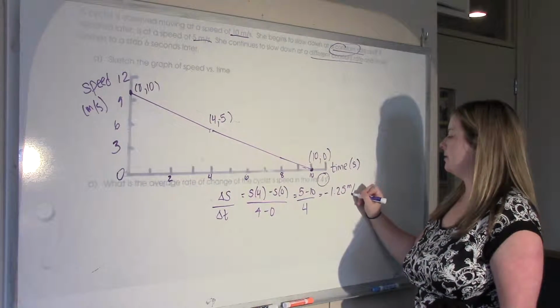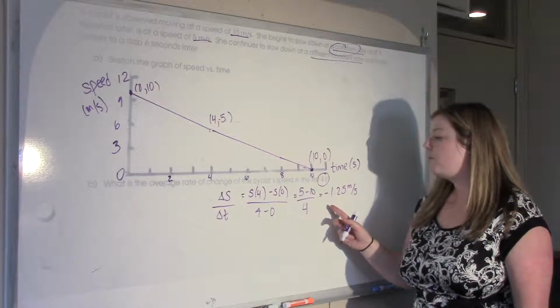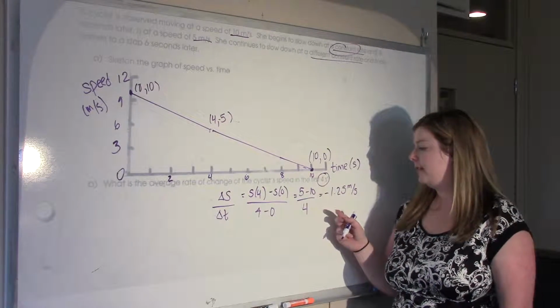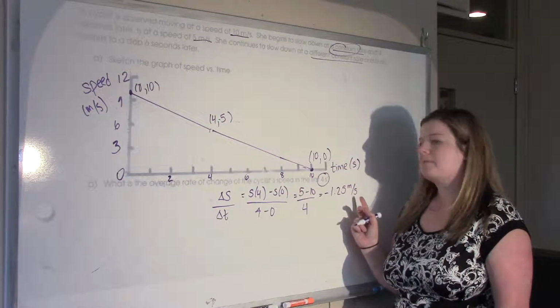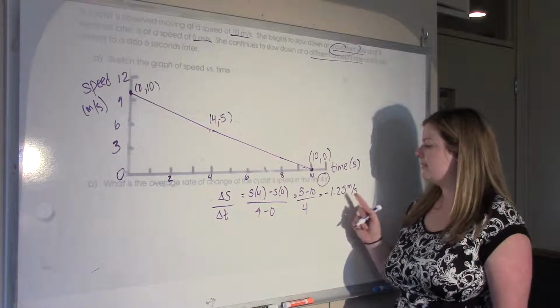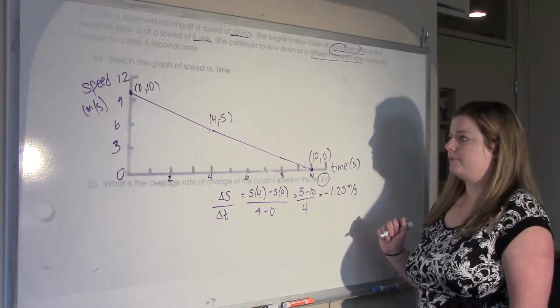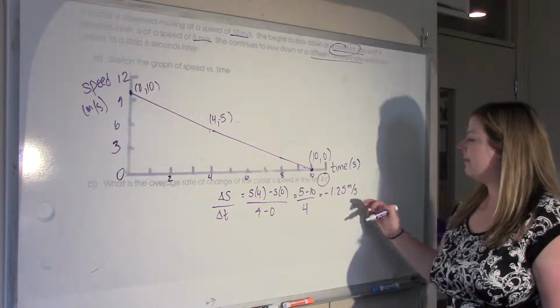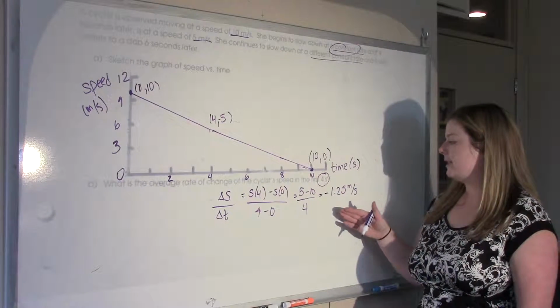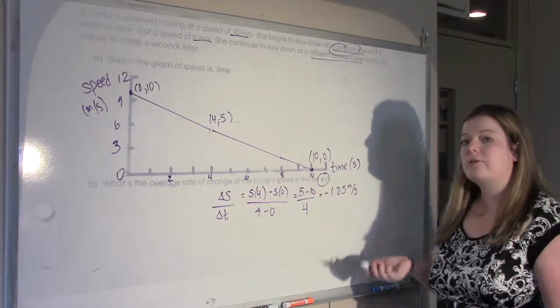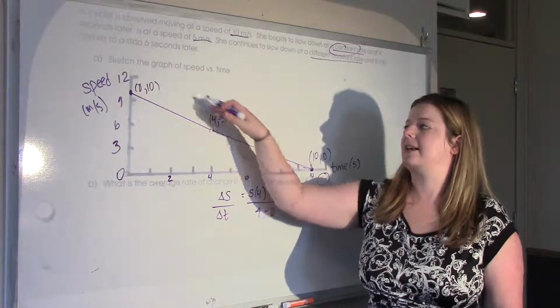1.25 meters per second. So why is this negative here? This is negative because the speed is decreasing, and 1.25 meters per second is the speed. So the velocity is minus 1.25 meters per second, and that is the average rate of change of her speed. So that means for every second, her speed is decreasing by 1.25 meters per second. Okay? Another way to think about that is that's the slope of this section of the line.